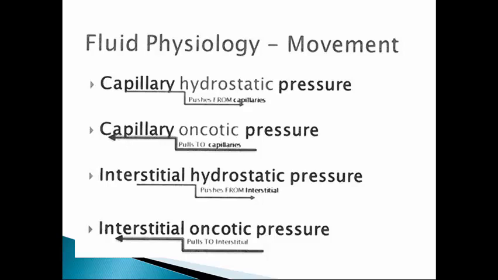Capillary oncotic pressure is a pulling pressure. In capillary oncotic pressure, water moves from the interstitium into the capillary. So it's the other way around. Capillary hydrostatic pressure is water moving from the capillaries to the tissue. Capillary oncotic pressure is movement of fluid from the tissue to the capillaries.